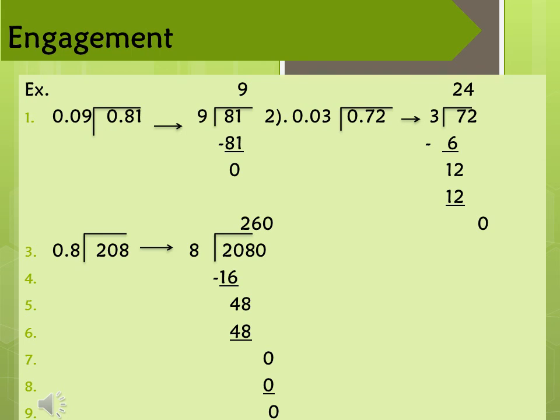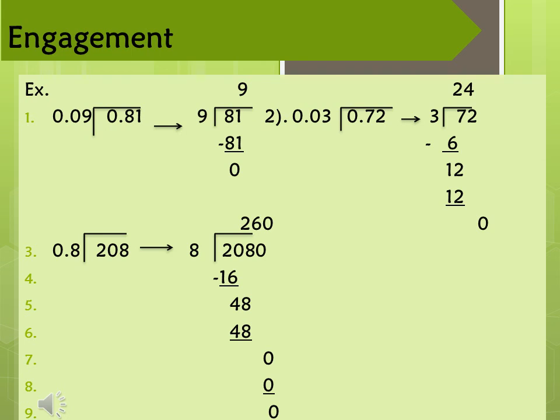20 divided by 8 equals 2. 2 times 8 equals 16. 20 minus 16 equals 4. Bring down 8. 48 divided by 8 equals 6. 6 times 8 equals 48. 48 minus 48 equals 0. And then bring down natin yung 0. 0 divided by 8 equals 0. 0 times 8 equals 0. 0 minus 0 equals 0. So the answer is 260.